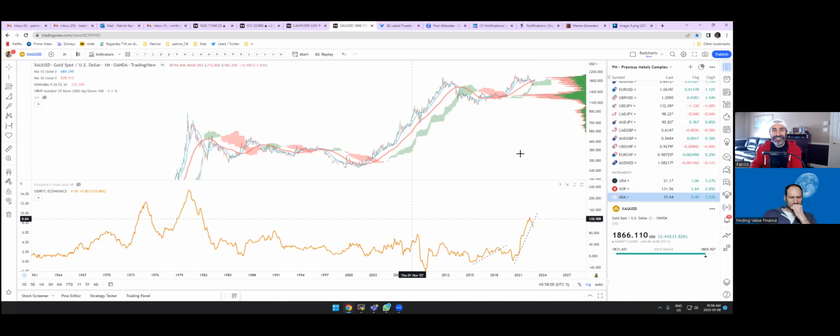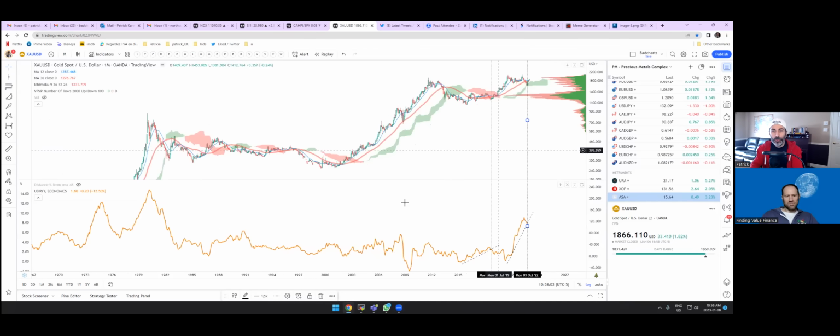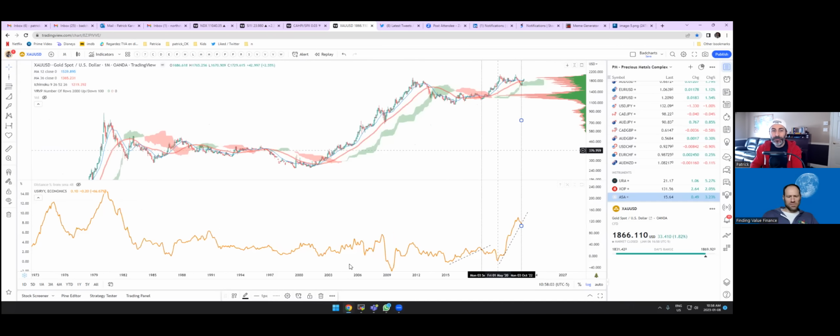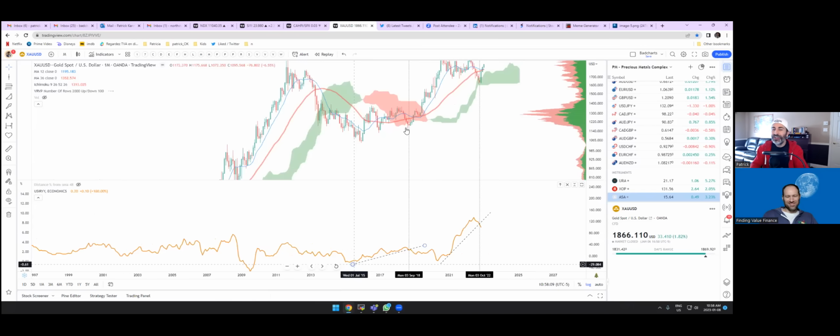Look at this. The exact bottom for gold was when CPI was breaking down. If I was a CPI guy, I'd say, oh no, CPI is breaking down, there's deflation. Gold, what did gold do? It just shot up. Yep. It just shot up.